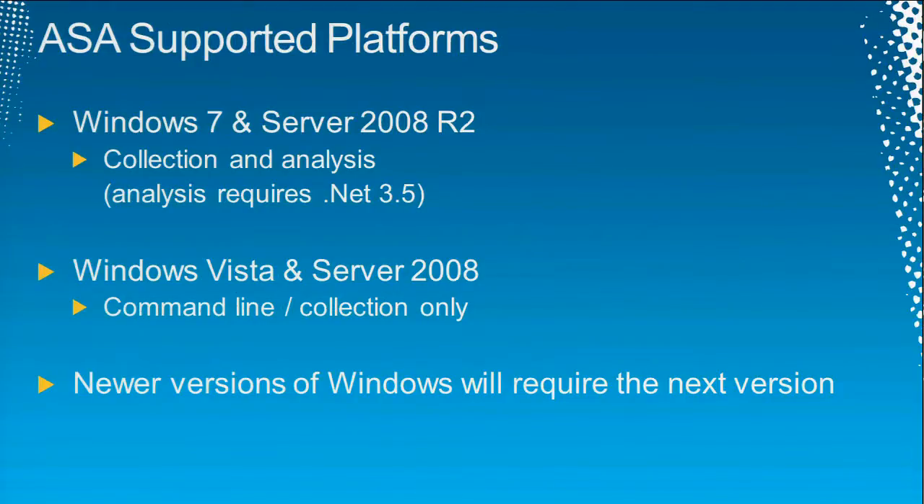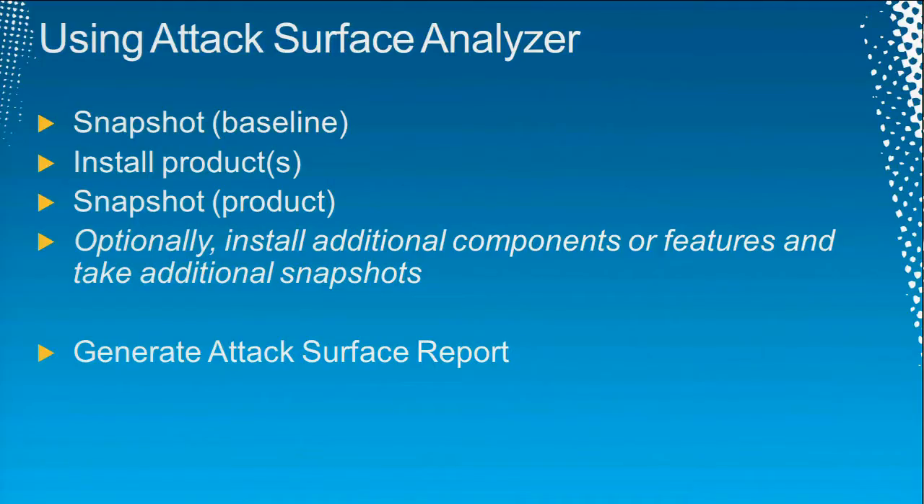So, newer is better. Unfortunately, we don't support the likes of NT 3.51 or NT 4 anymore. So you can run the GUI, the UI, on Windows 7 and Server 2008 R2. It does require .NET 3.5. In the case of the older platforms, Vista and Server 2008, we have a command line collector, so you can't actually do the analysis piece. So in some organizations where the majority of your infrastructure is still on an older platform, like Server 2008, you can run the collection, take those snapshots, and then do some analysis on a newer machine like Windows 7.